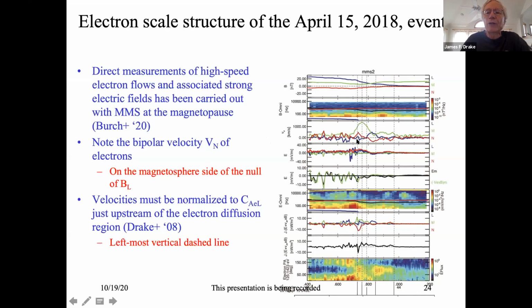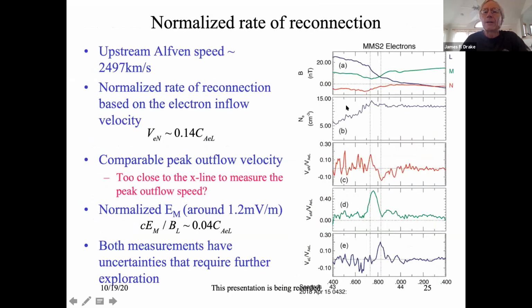Now, if you want to figure out the reconnection rate, you have to normalize to the electron Alfvén speed. And we had a paper in 2008 which discusses all this. And not only that, you can't normalize to the electron Alfvén speed upstream. You have to normalize it to the electron Alfvén speed right upstream of the electron dissipation region. And that's what Birch et al. did. And here's a blow up of that region.